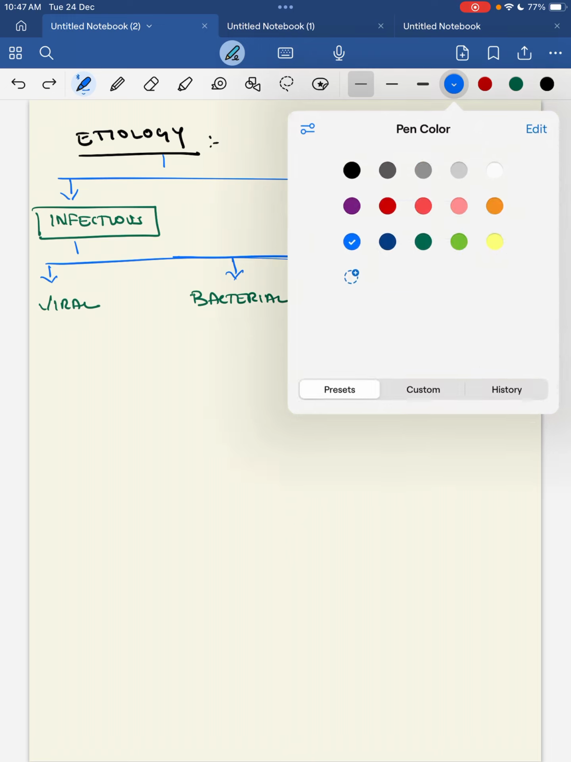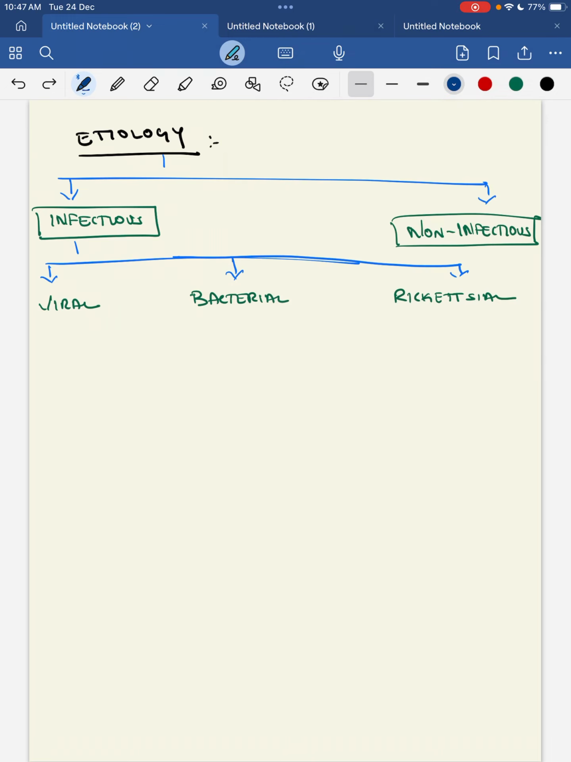Starting off with the infectious agent, viral. What are the viruses that can present in a child with fever and rash? Mainly it is your measles. Second will be your rubella. Third is your varicella, that is your chickenpox. Fourth, Coxsackie. Coxsackie will cause hand, foot, mouth disease in the child.